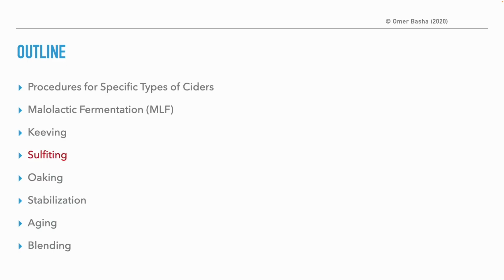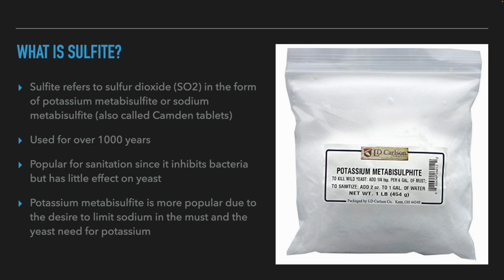And after talking about keeving, we move on to talk about using sulfates. Let's start with the question, what is sulfate? Sulfate refers to sulfur dioxide, usually in the form of potassium metabisulfate or sodium metabisulfate. These materials are known as Camden tablets, which are calibrated to give just over 50 ppm of sulfur dioxide per gallon per tablet.